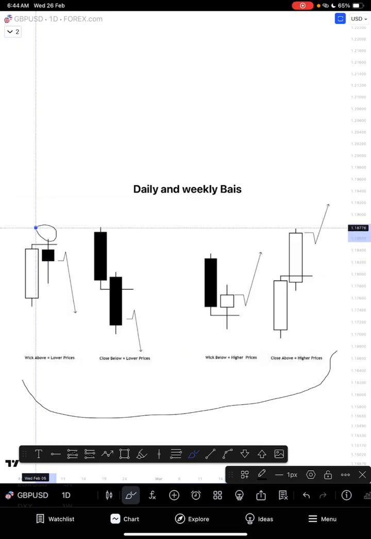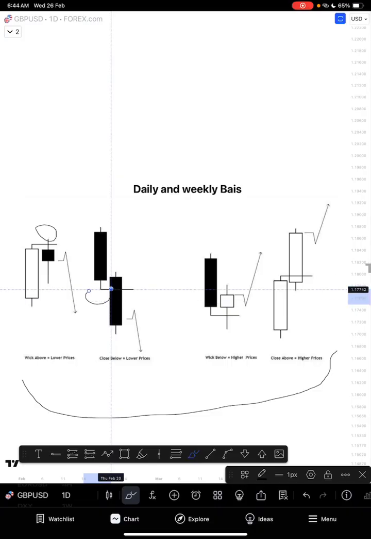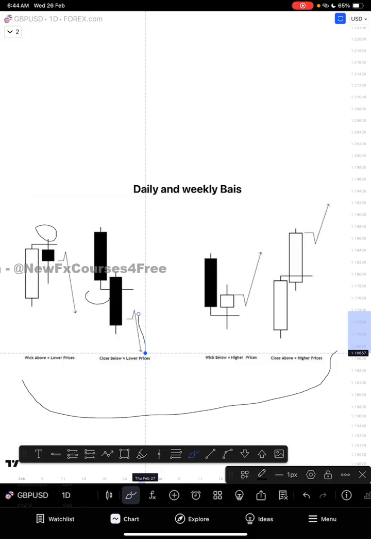Week above equals lower prices. That's for a reversal. Then close below this low equals lower prices. That's like in a bearish continuation and all of that.